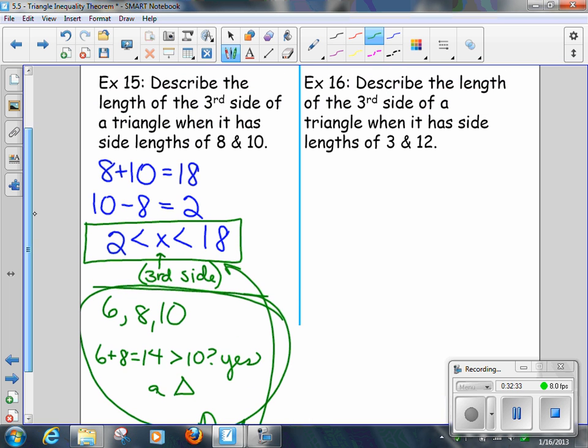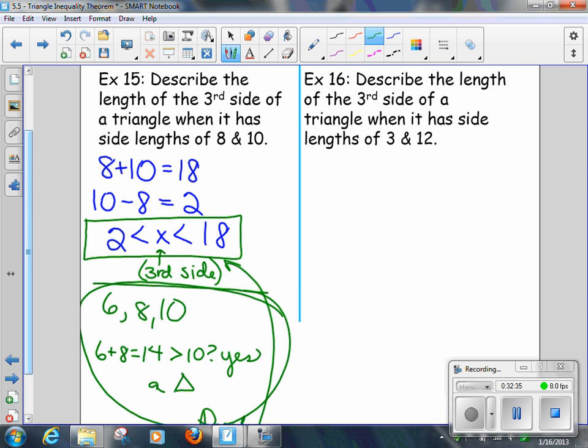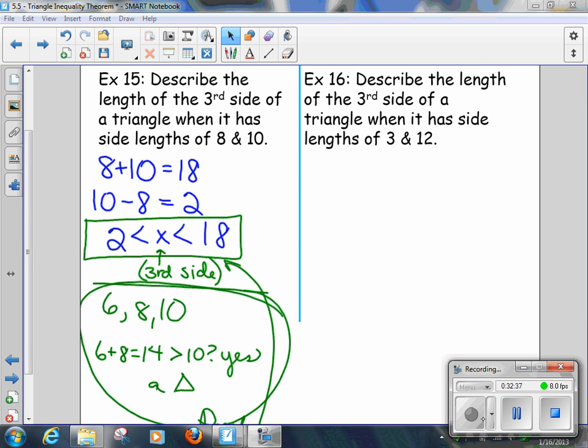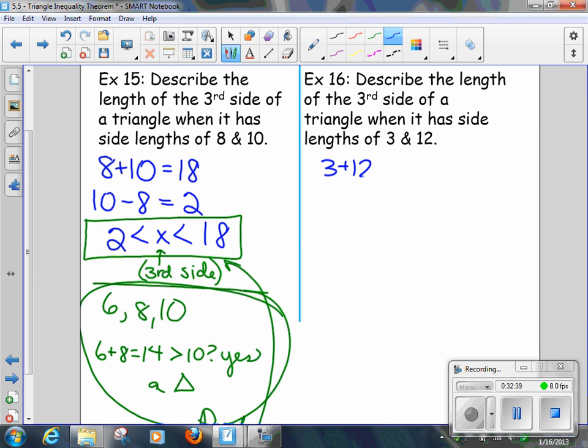What I do want you to do is example 16 yourselves. 3 plus 12, and 12 subtract 3. Now, Carson asked me a good question. He said, should I go 3 minus 12? Why can we not go 3 minus 12?